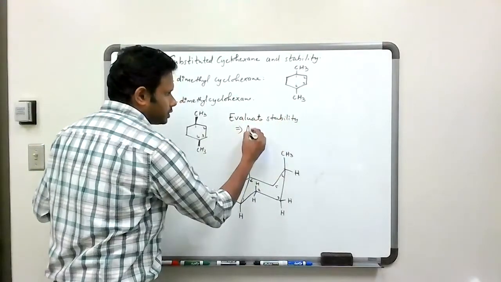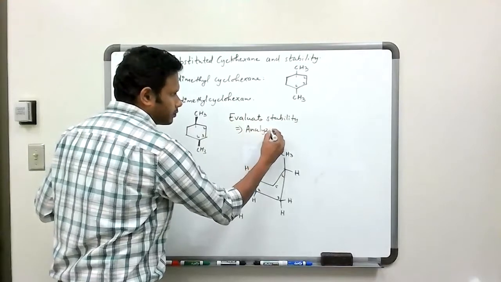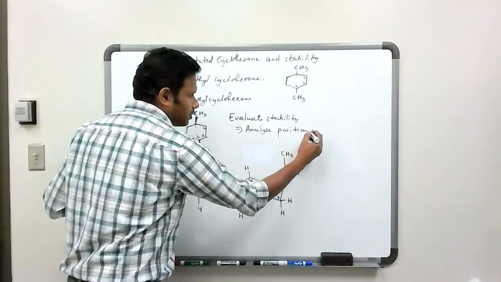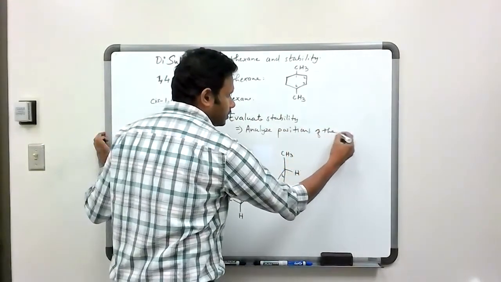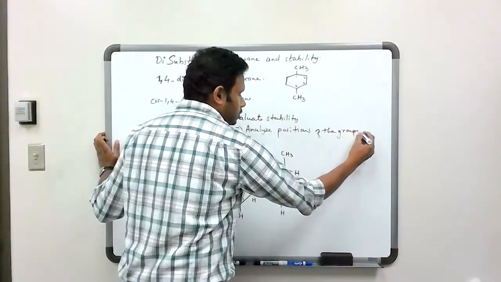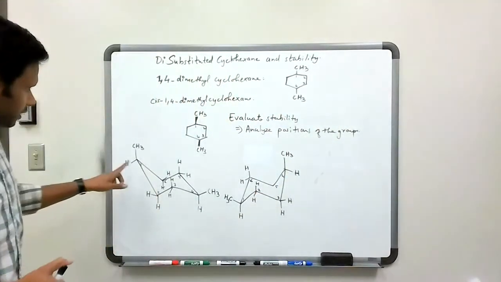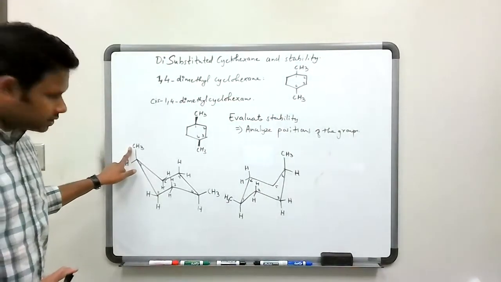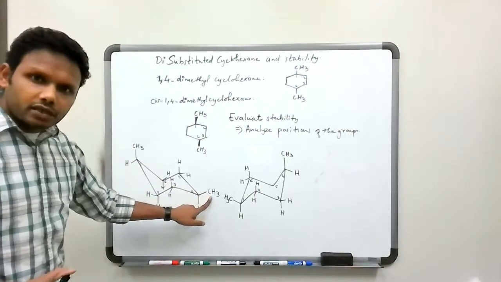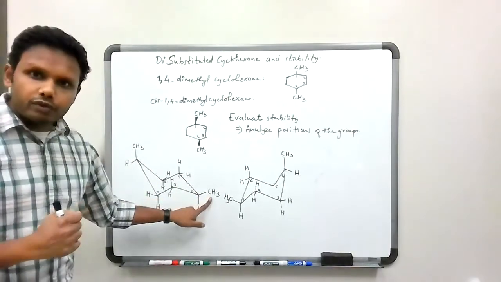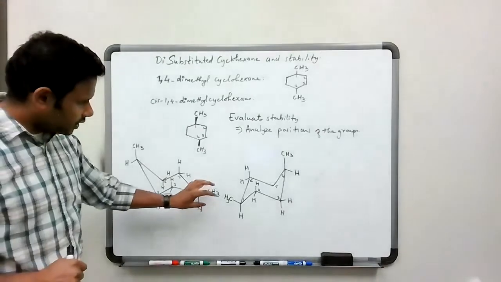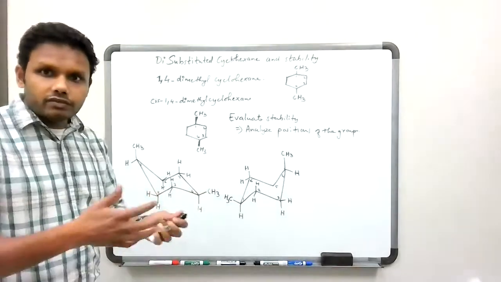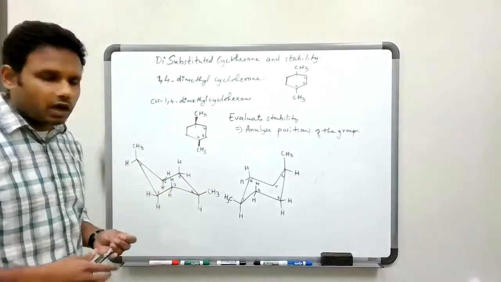what you're going to do is analyze the positions of the groups. So if I look at the first conformation here, I have a methyl group in an axial position. The other methyl group is in an equatorial position. And what we know from monosubstituted cyclohexanes is that groups in equatorial positions are more stable, or they're fine, because they're more roomy, they do not have any gauche interaction.